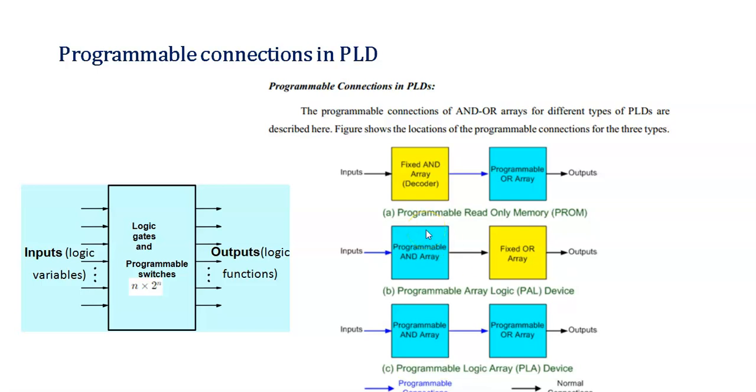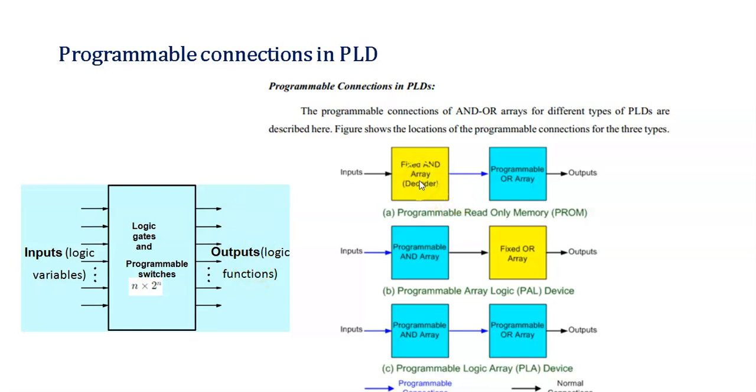Now programmable connections. Whenever you need to make the connection, as I told you earlier, it is having a somewhat fixed AND array and OR array. So here we are able to see the inputs, these are the logic gates as well as flip-flops available over here, and these are the outputs. Once you are giving the input, depending upon the logic you are going to develop, it will get programmed and you will be getting output.